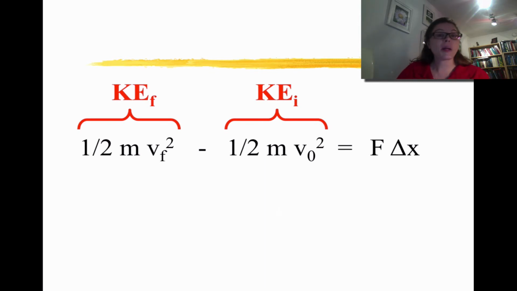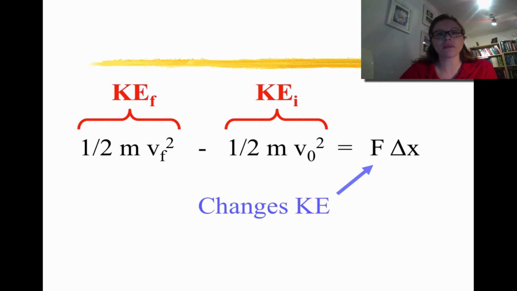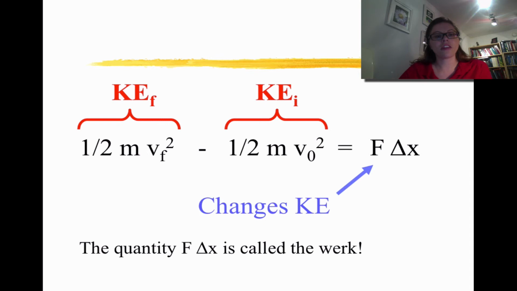Okay, so kinetic energy final minus kinetic energy initial, if you remember, that's our change in kinetic energy, that's what we're looking for, is equal to a force times the displacement. So this force times displacement is our change in kinetic energy. The force changes our kinetic energy. The quantity F change in x is called our Werk.